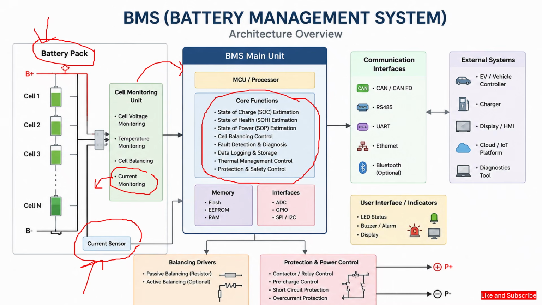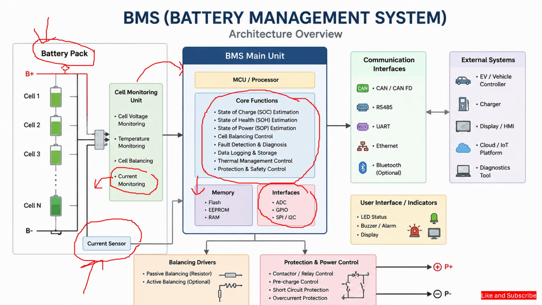This BMS unit consists of a memory unit. The memory is flash, data EEPROM and RAM, and it has some communication interfaces. Let's talk about how the BMS monitors the voltage and current. It monitors the voltage and current through the ADCs. There are multiple channels of ADCs through which cell voltage and current are measured.